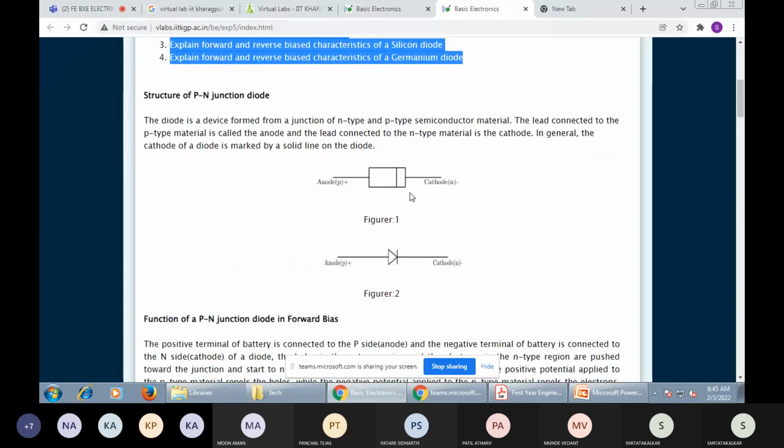Here is the structure of the PN junction diode. This part is already covered in theory, but here is some introduction: construction and working principle. After that, performing the simulation.